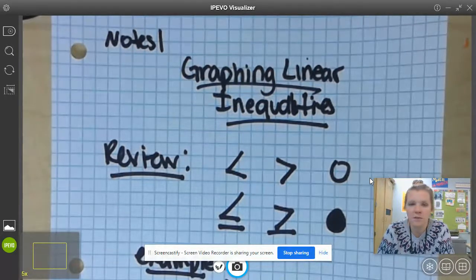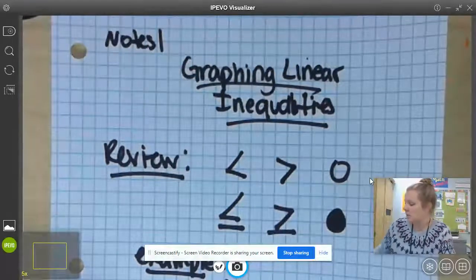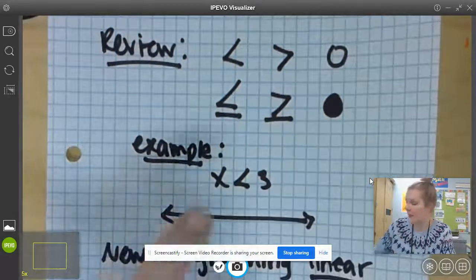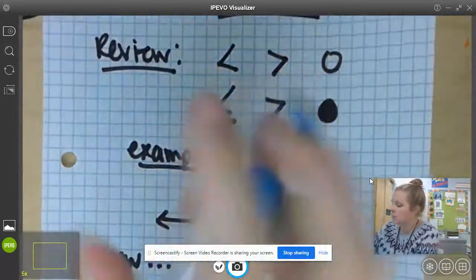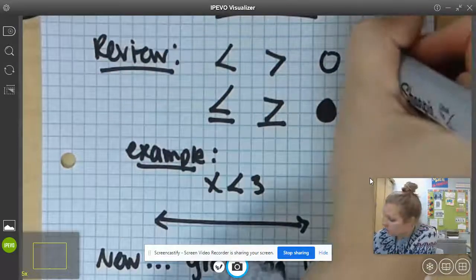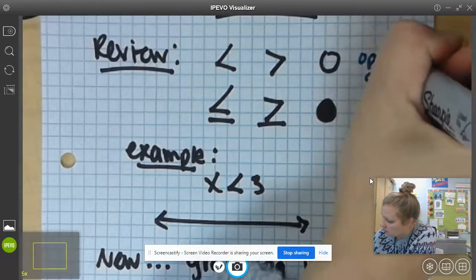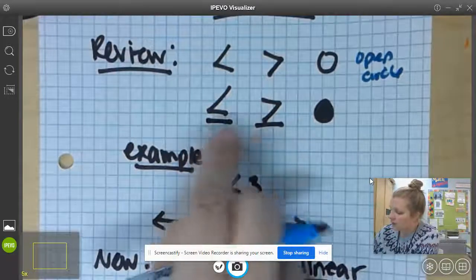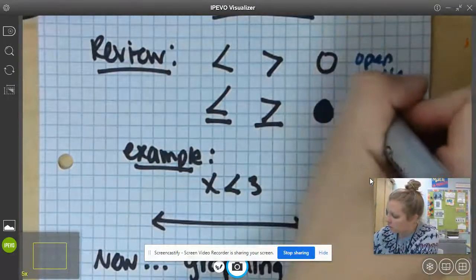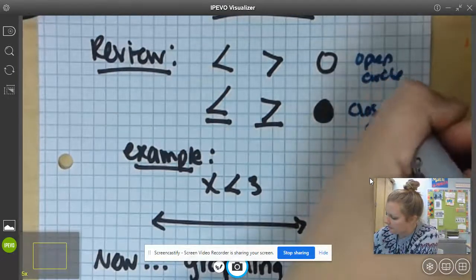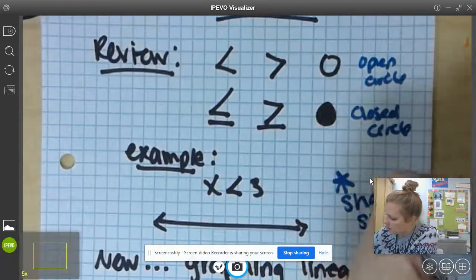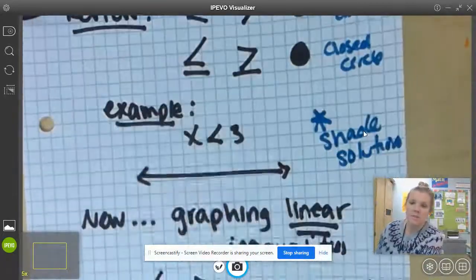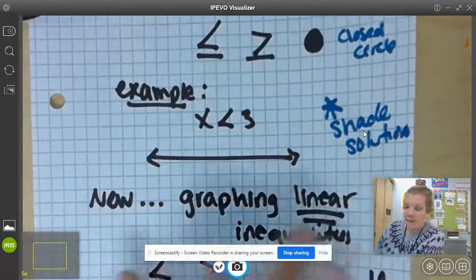So these are notes one for the third quarter, called graphing linear inequalities. And then I just wanted to review how to graph an inequality like this on a number line. If it's less than or greater than, we call this an open circle. And if it's less than or equal to or greater than or equal to, it's a closed circle. And then when we're graphing, we shade solutions. We shade parts of the graph that make the inequality true.